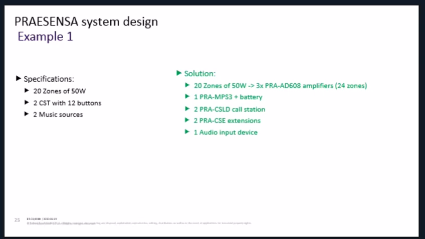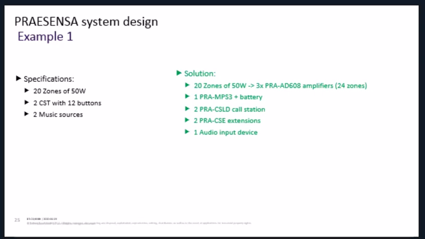The solution here will be 3 amplifiers, because 3 8-channel amplifiers can create 24 zones. So we are covering the 20 zone request here. And then to feed those 3 amplifiers, of course, we will need an MPS unit. 1 is enough because we have only 3 amplifiers here, and we don't have any other complicated scenario that will make us run out of control inputs and outputs.